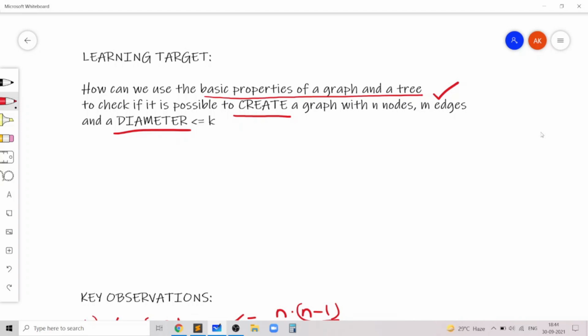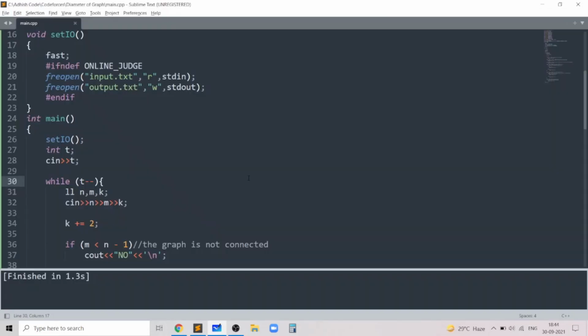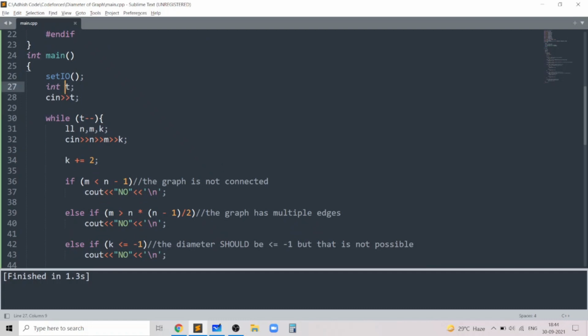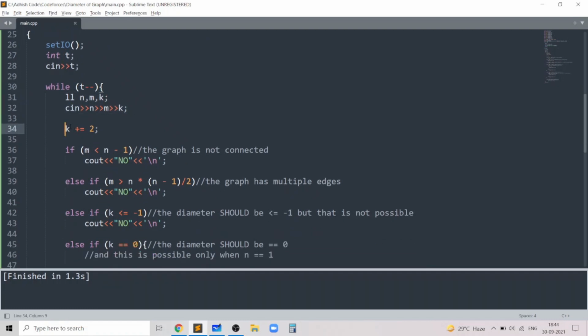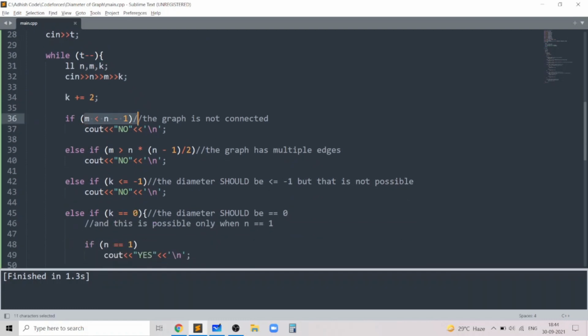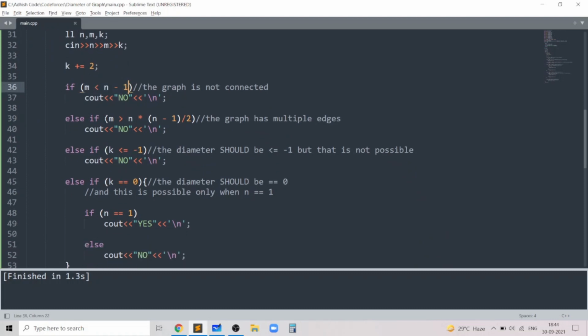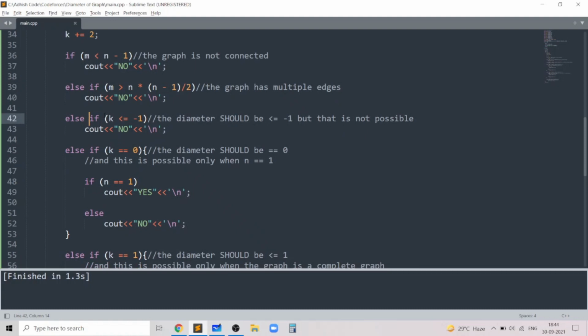And now I'll just show you the code implementing the same idea. So in the code, for each test case, I take in the values of n, m, k. I increase k by 2. If m is less than n minus 1 or m is greater than n choose 2, then we print no, because the graph won't be connected or the graph will have multiple edges. And if k is less than or equal to minus 1, then the diameter can't be less than or equal to minus 1. So that's why it's not possible.